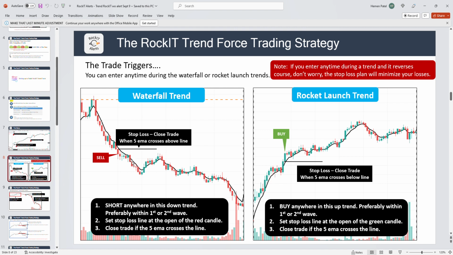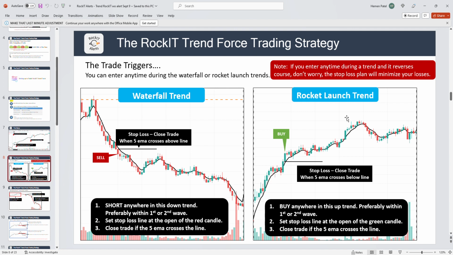However, if it does reverse, your stop loss is when this 5 EMA crosses above that stop loss line, which is either the high of this candle or the low of the previous candle. So you can get out immediately and then re-enter at any time.